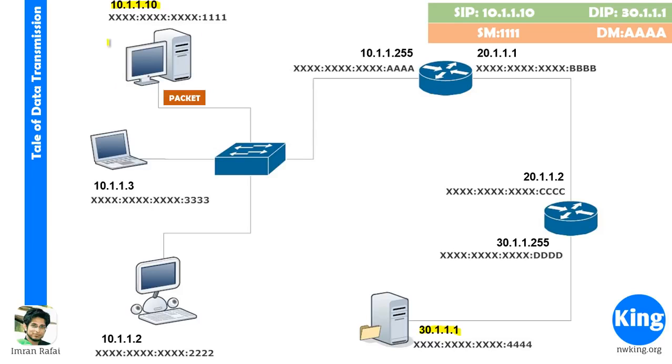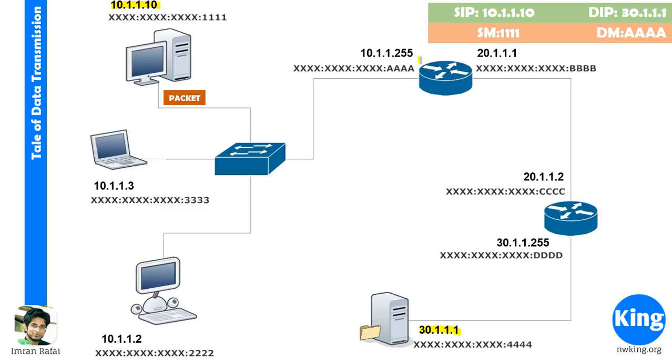So when this computer looks at the destination IP address, it realizes 30.1.1.1 is not part of the 10.1.1.10 network, so it's not in this network. So if the destination IP address is not in the same network, it has to forward that packet to the gateway, right? If it's a Windows computer, when we configure the IP address, we also configure the default gateway, right? So it knows that the default gateway is 10.1.1.255.